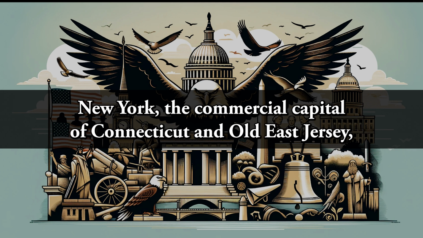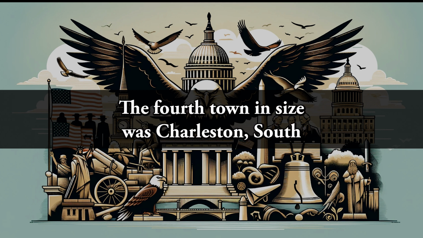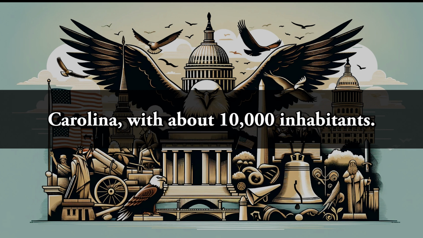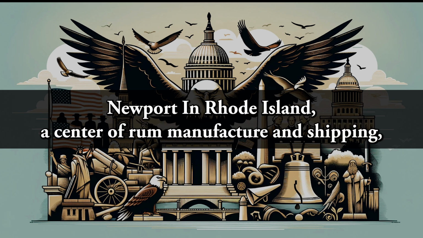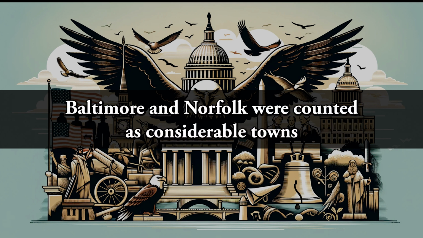New York, the commercial capital of Connecticut and old East Jersey, was slightly smaller than Boston, but growing at a steady rate. The fourth town in size was Charleston, South Carolina, with about 10,000 inhabitants. Newport, in Rhode Island, a center of rum manufacture and shipping, stood fifth, with a population of about 7,000. Baltimore and Norfolk were counted as considerable towns.